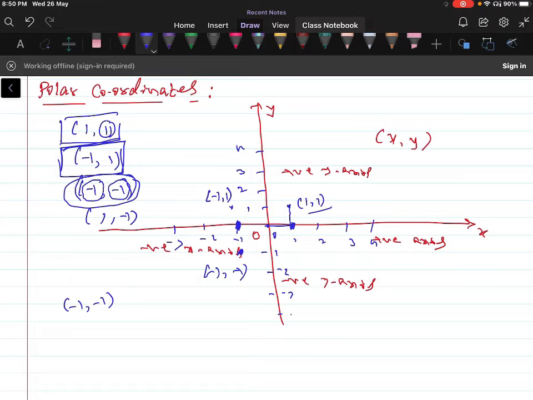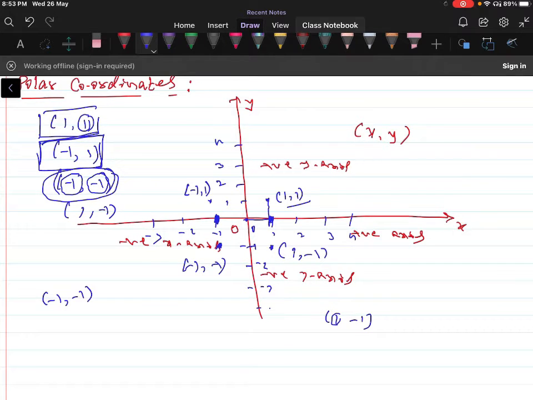The fourth point is 1 comma minus 1. So 1 is shifting towards the positive x-axis by 1 unit, and minus 1 is shifting towards the negative y-axis by 1 unit. So this point is 1 comma minus 1 in the Cartesian plane. Cartesian coordinates are also called rectangular coordinates.